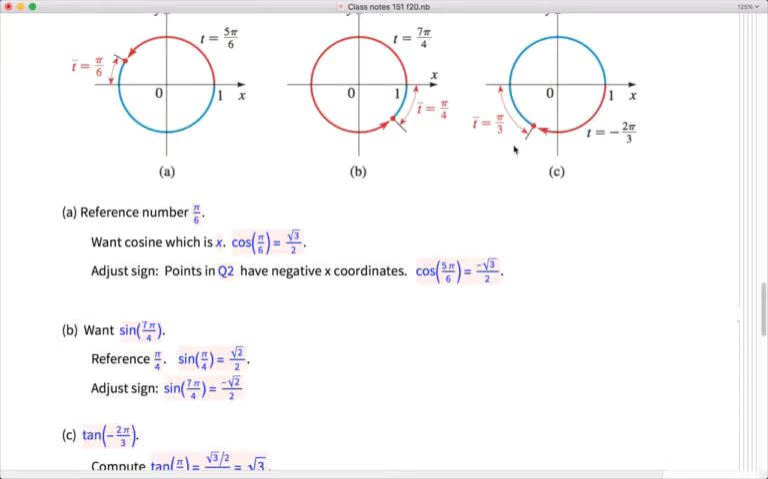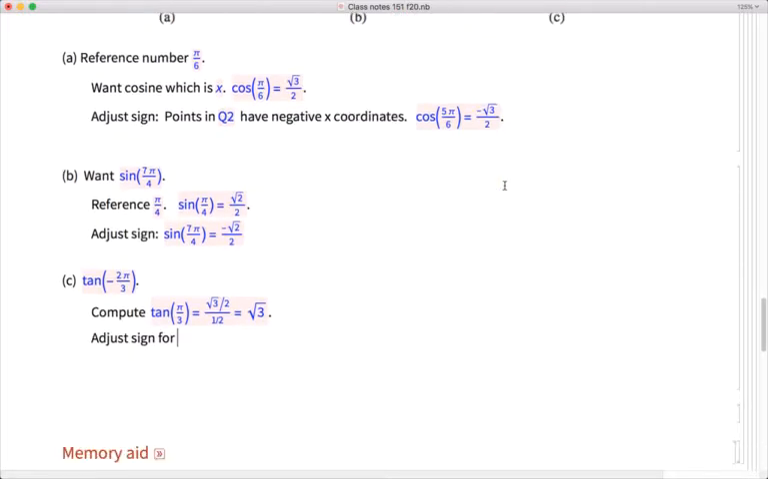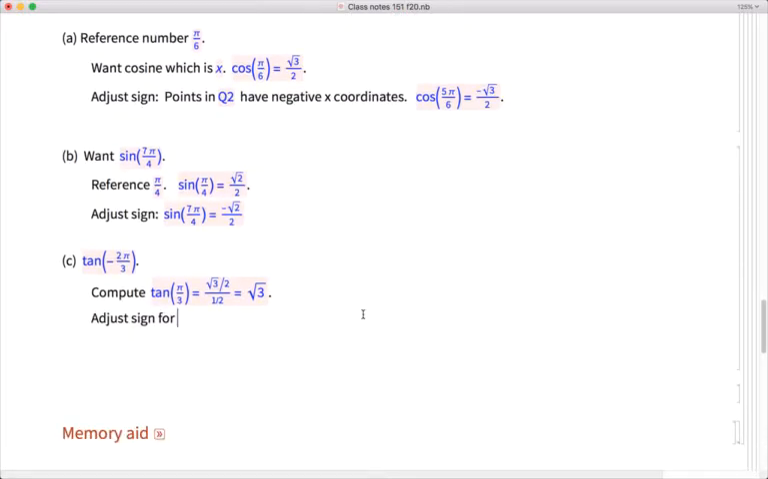Adjust the sign. So go back to the picture again. We're down in Q3, and both the x and y are negative in Q3. So since both are negative, the ratio will be positive. So there is no negative to add on there.